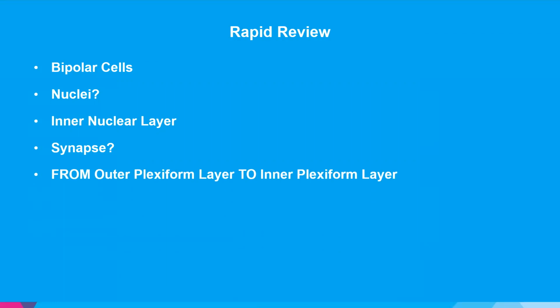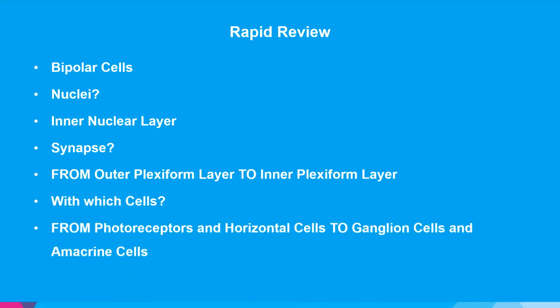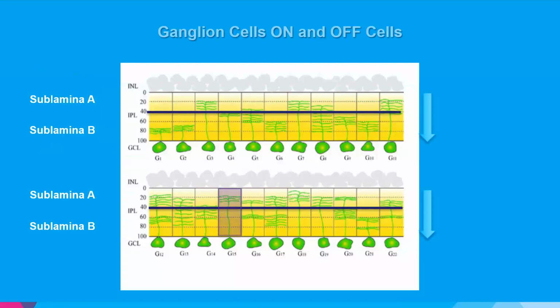In the outer plexiform layer, who are the 2 cells that they're friends with? The horizontal cells and photoreceptors. Correct. In the inner plexiform layer, who are the 2 cells they're friends with? Amacrine and ganglion cells. You got it. Perfect. Okay. Almost there. This one is a small tree.